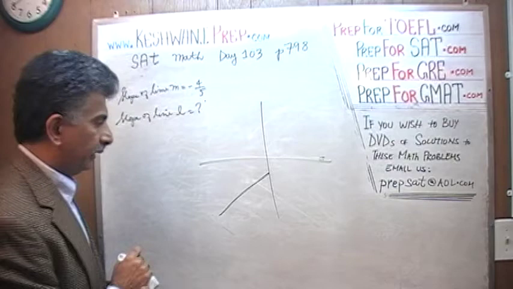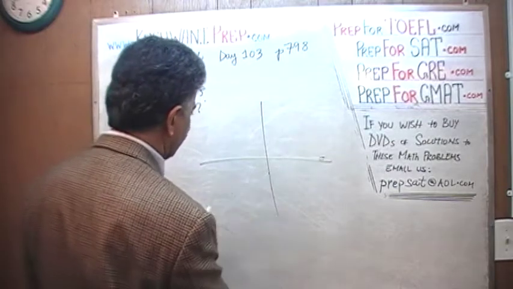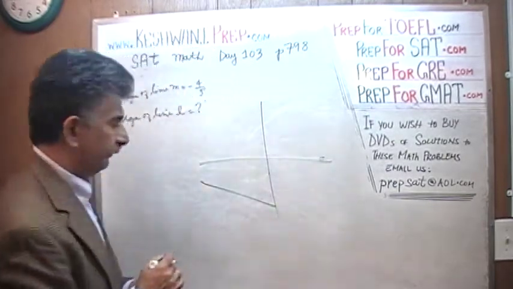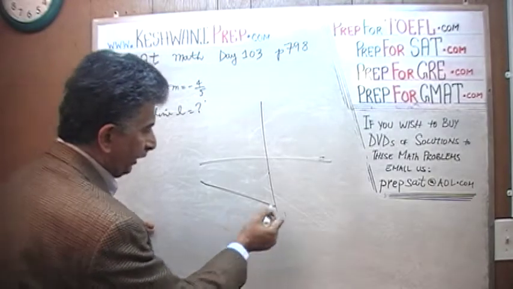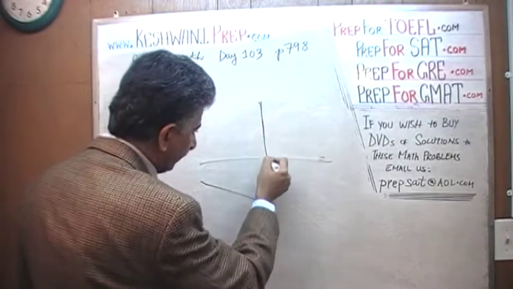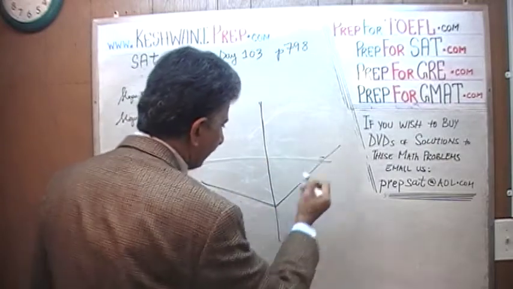Here's our negatively sloped line. This is a positive slope line. Here's the negatively sloped line. What's going to be the reflection of this line along the y-axis? Along the y-axis, the reflection is going to be something like this.